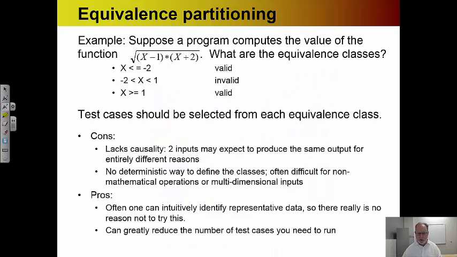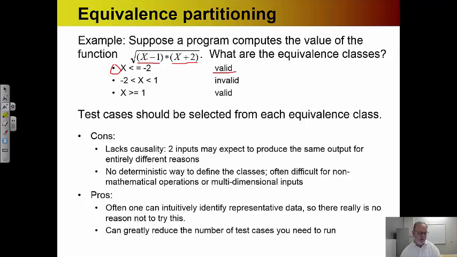Okay, so let's go to a simple mathematical example. Suppose we have a program, a function, that computes the value of the square root of (x minus 1) times (x plus 2). What are the equivalence classes here? Well, first one, x less than or equal to minus 2, gives us some kind of valid response, right? Why? Well, if x is, let's say, minus 3, then minus 3 plus 2 gives us a minus 1.